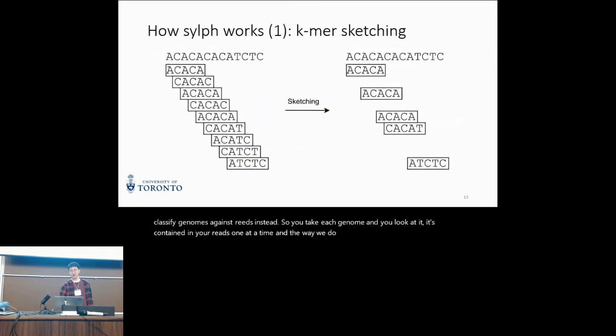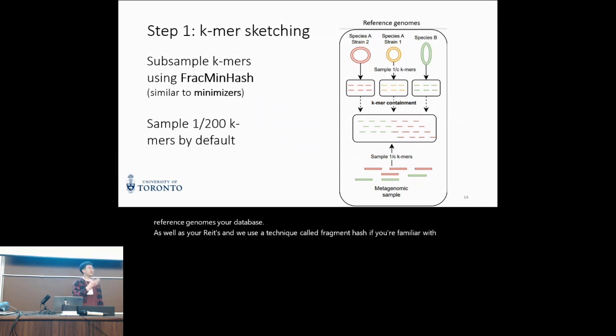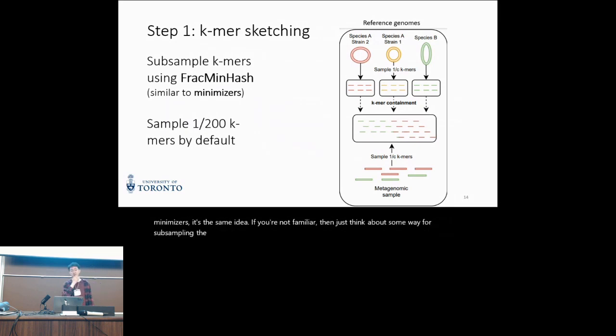And the way we do this is through a couple of steps. The first one is called k-mer sketching. So k-mers are short substrings of length k of a larger string. And sketching is when you sample some of the k-mers. You don't use all of them. You subsample some of them because that speeds up your computations. The first step of our program is to do k-mer sketching on both the reference genomes, your database, as well as your reads. And we use a technique called FracMinHash. If you're familiar with minimizers, it's the same idea. If you're not familiar, then just think about some way we're subsampling the k-mers. And we subsample about 1 out of 200. So it speeds things up by 200 times.